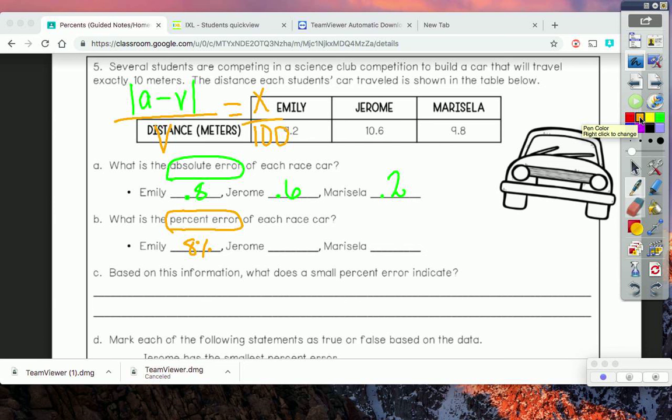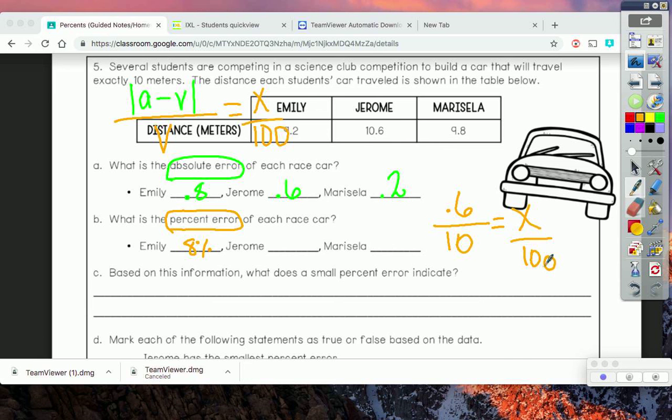Okay. What is our absolute error? 0.6. 0.6 over 10, which is our exact value, is equal to what? X over 100.